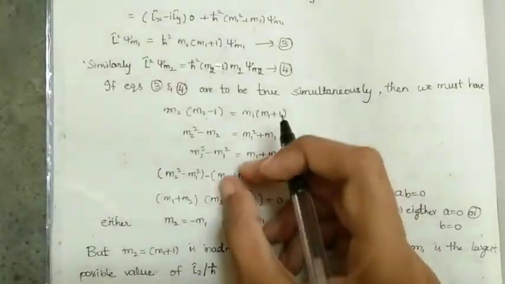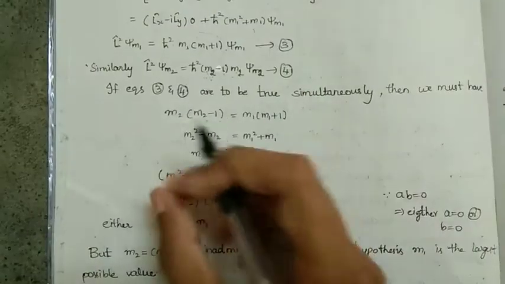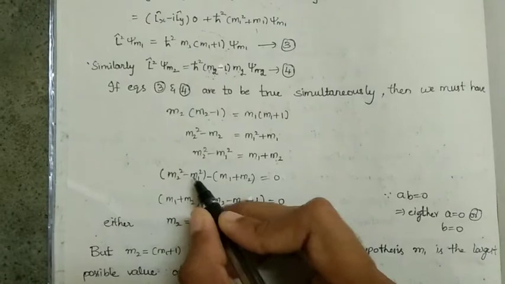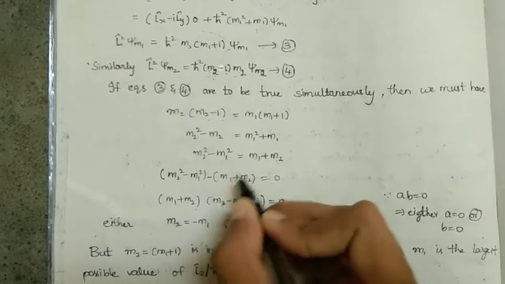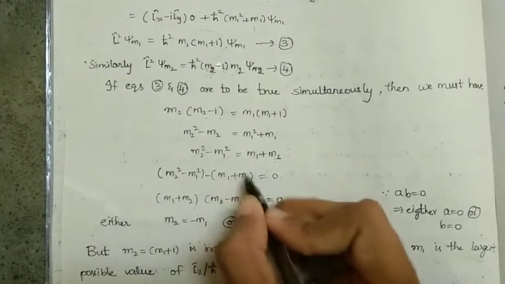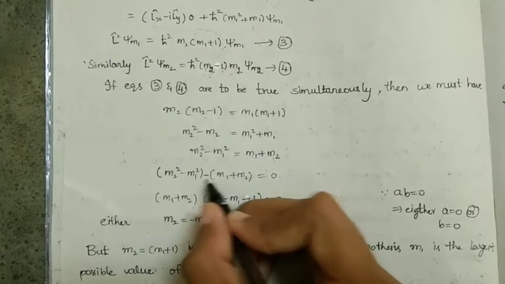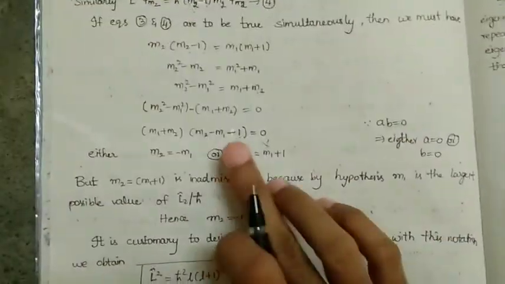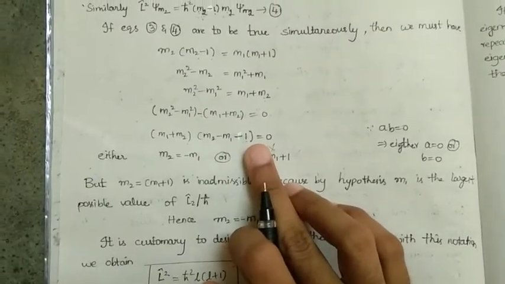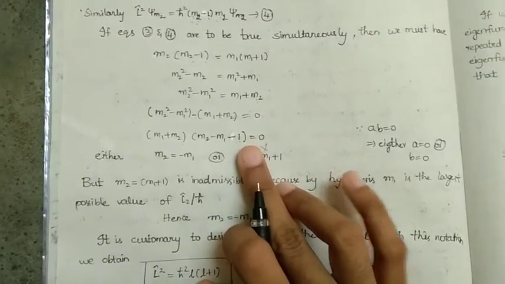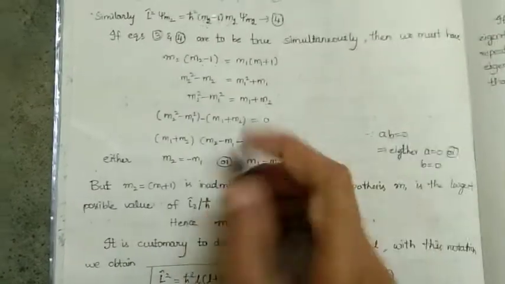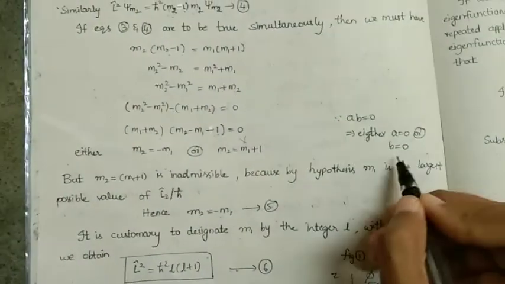So it has to be taken common from here and here. Here what would remain is m2 minus m1. And as this term is taken out, only 1 would remain, so here minus 1. So this is of the form ab equals 0. Then if ab equals 0, we would have either a equals 0 or b equals 0. Either this case is possible or this case is possible.